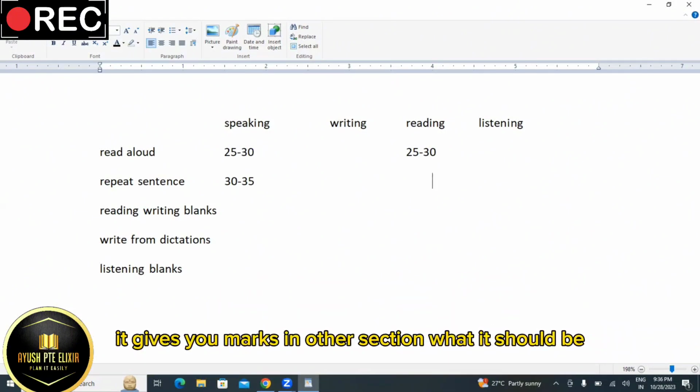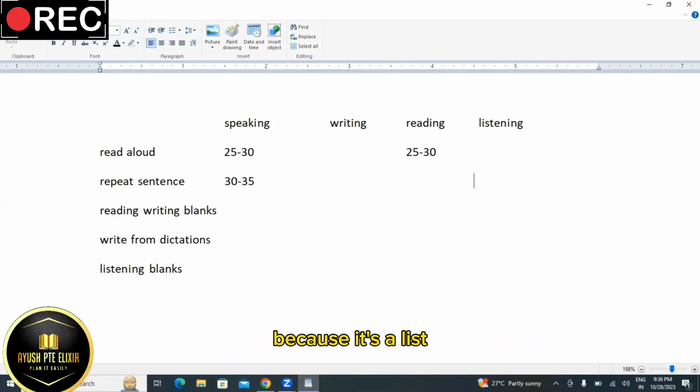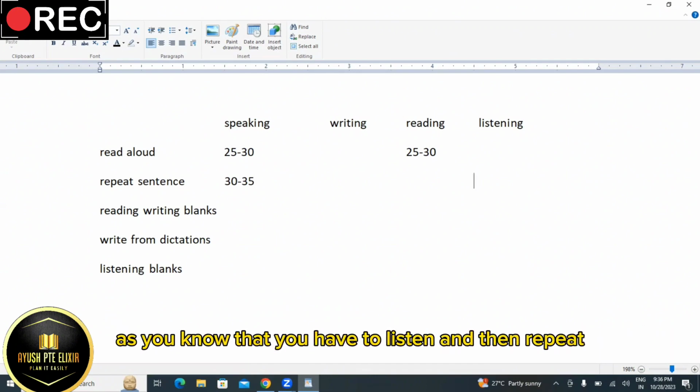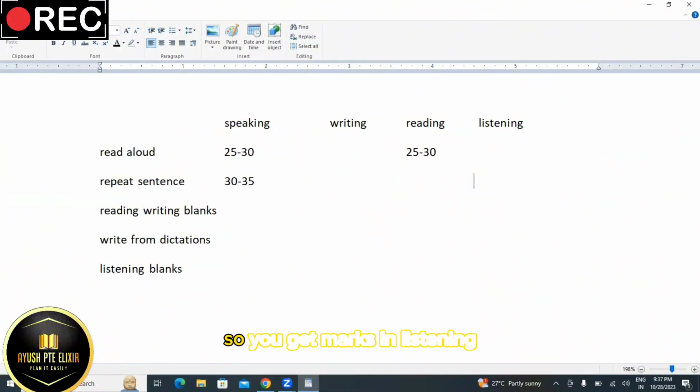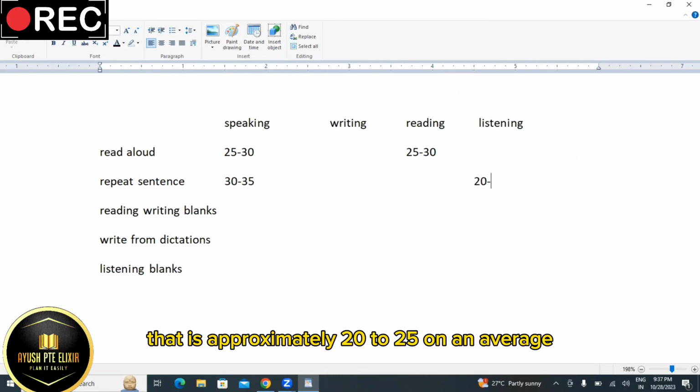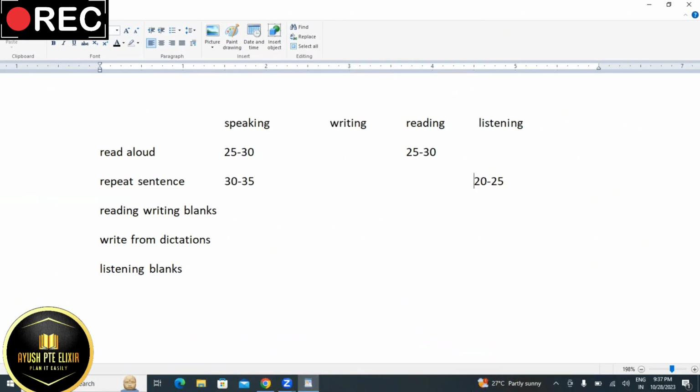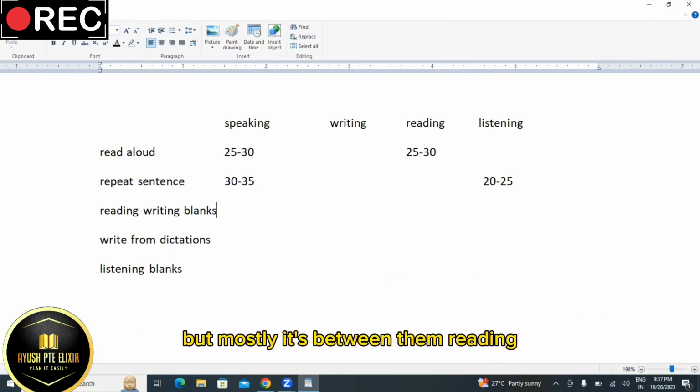It gives you marks in another section, because it's a listening task. As you know, you have to listen and then repeat. So you get marks in listening, approximately 20 to 25 on average. It could be the lower limit as well, it could be the upper limit, but mostly it's between them.